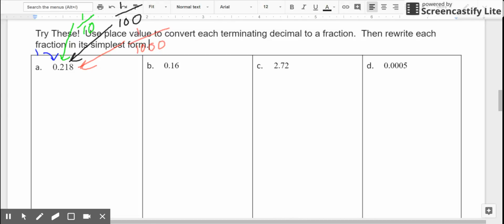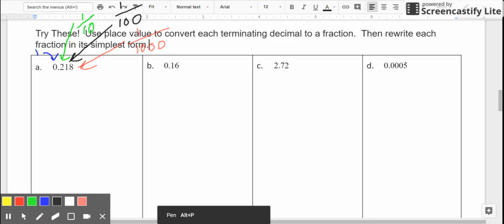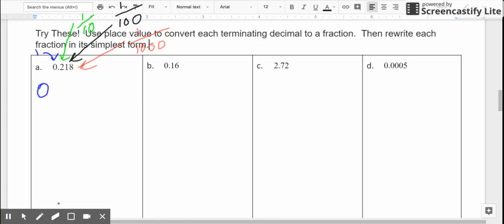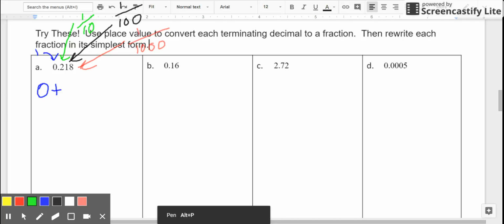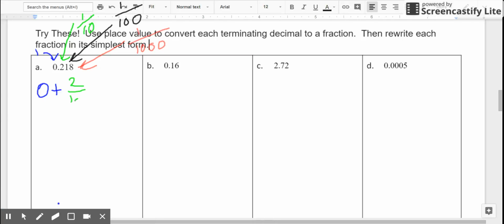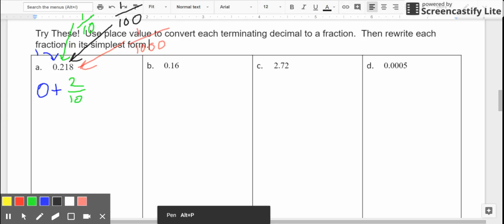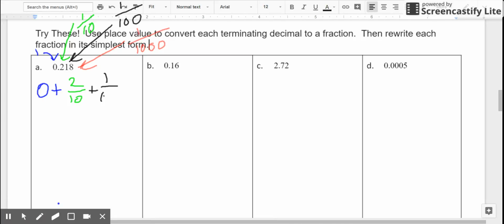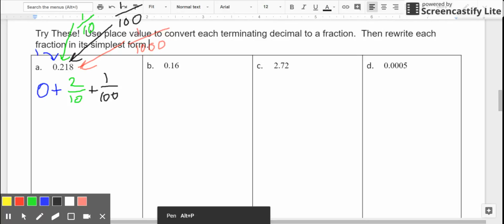So let's see what's happening here. I've got 0 ones plus 2 times 1/10, so 2/10, plus 1 times 1/100, so 1/100, plus 8 times 1/1,000, so 8/1,000.